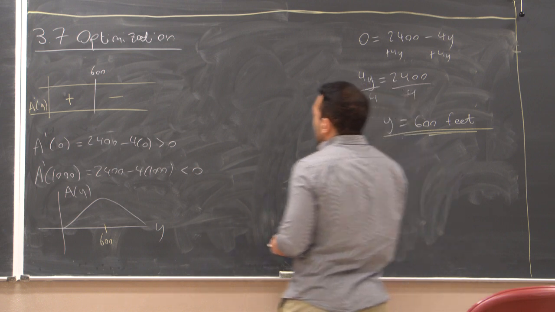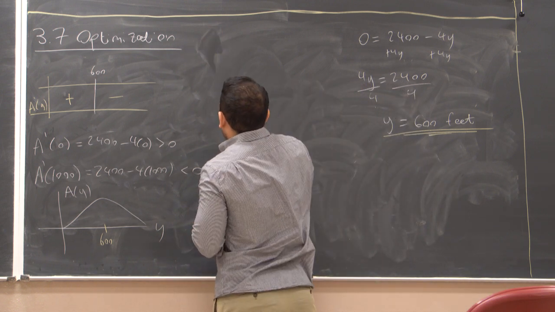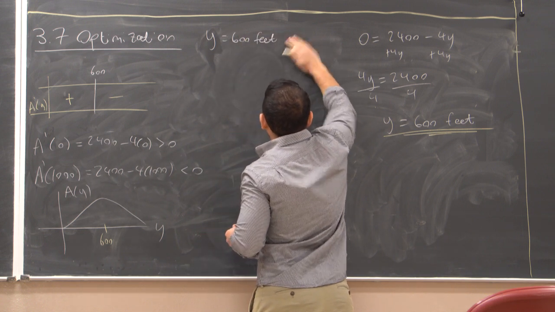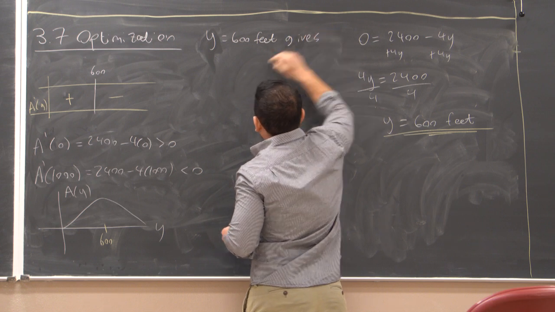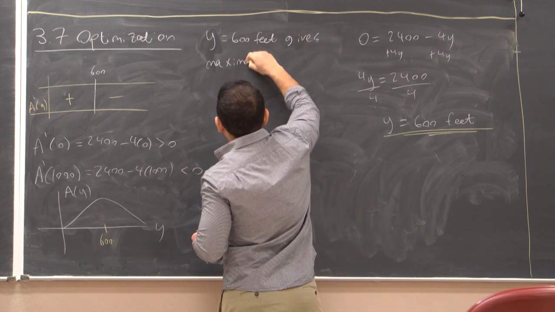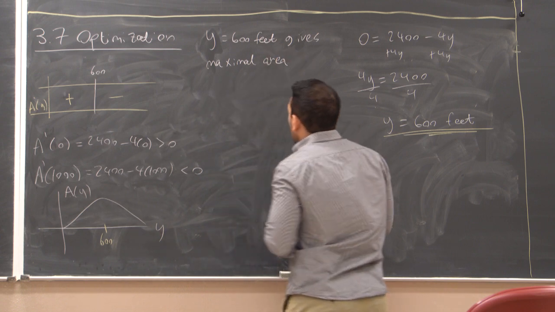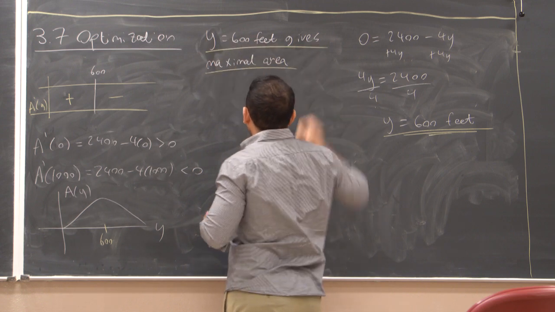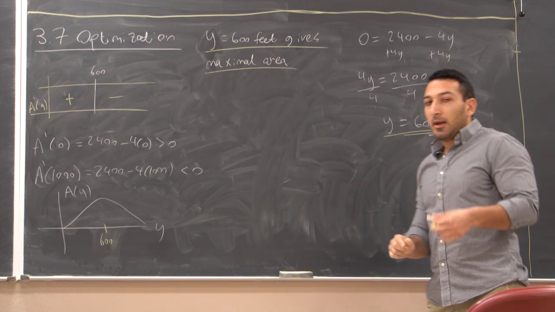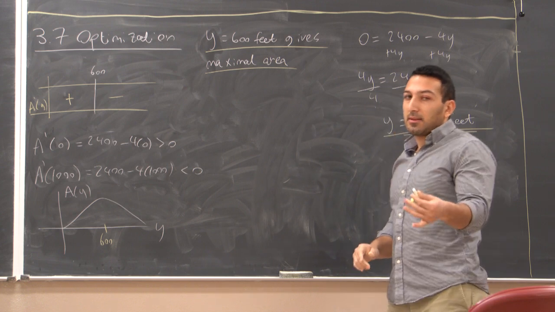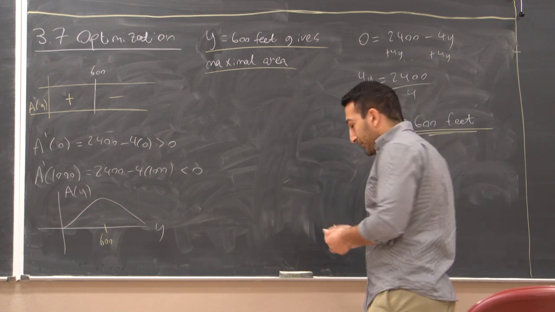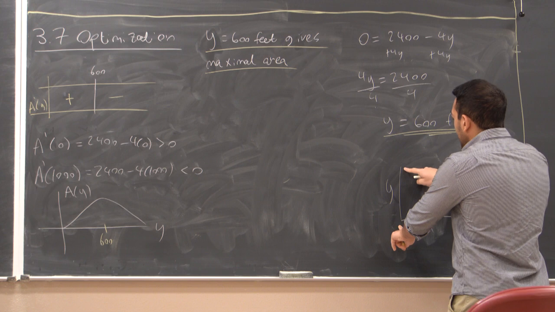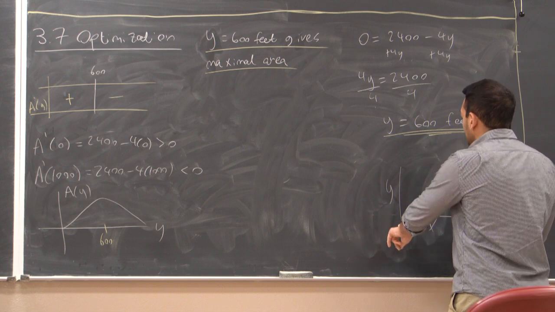So what we conclude is, this dimension, the dimension of this leg, 600 feet, is what gives the maximal area. So all we have to do now is find the dimension of the other leg, which we call x, the width. So remember, this is what we had. This was y and this was x. So we found y is 600, and now we just need this x.